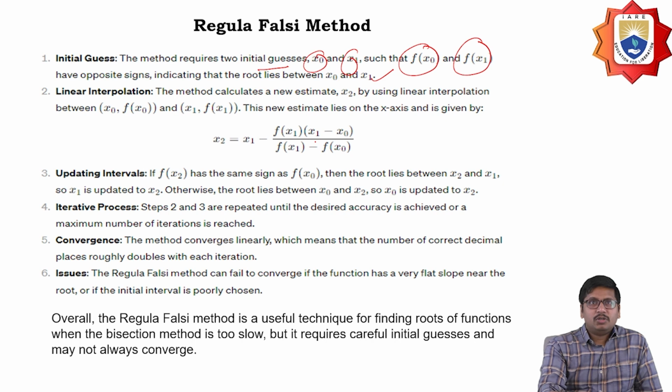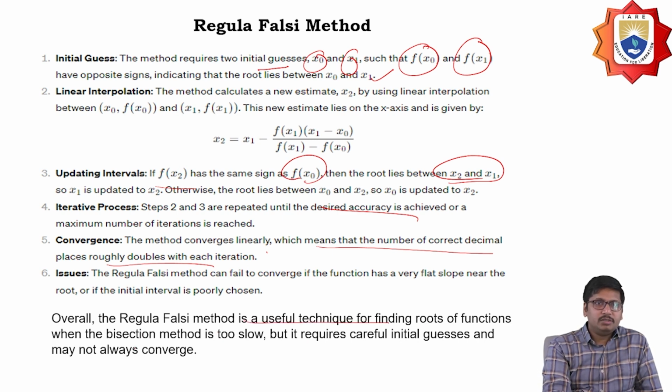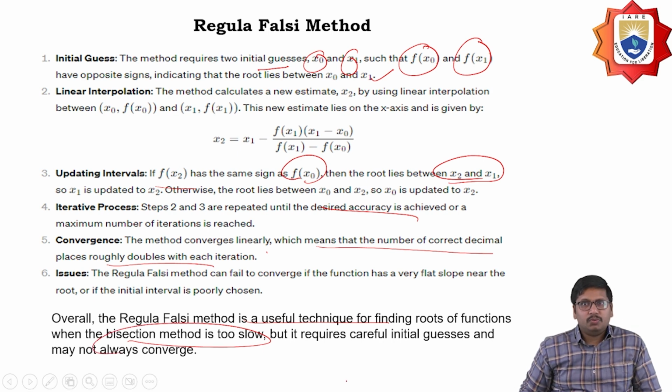The line passes through x0, f of x0 and x1, f of x1, and the equation is given by this. For updating the intervals, if f of x2 has the same sign as f of x0, then the root lies between x2 and x1. In the iterative process, steps 2 and 3 are repeated until the desired accuracy is achieved. The method converges linearly. Overall, Regula Falsi is a useful technique for finding the roots of functions whenever the bisection method is too slow.